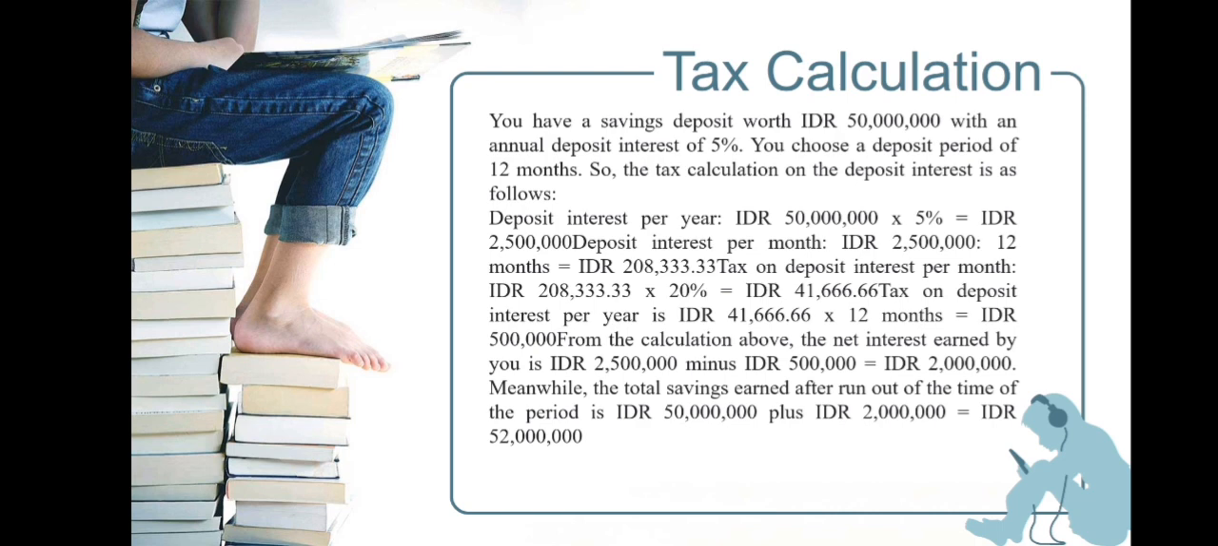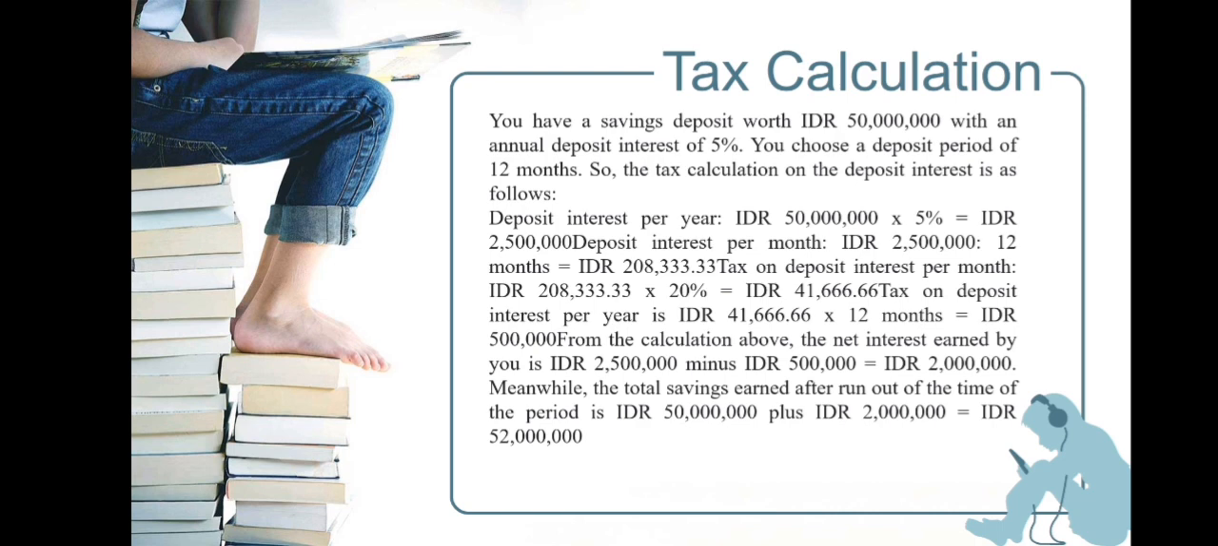When you're calculating the deposit interest per year, you do it by multiplying 50 million rupiahs with 5%, and it equals 2.5 million rupiahs. When you're calculating the deposit interest per month, you do it by dividing 2.5 million rupiahs by 12 months, and it equals 208,333.33 rupiahs.